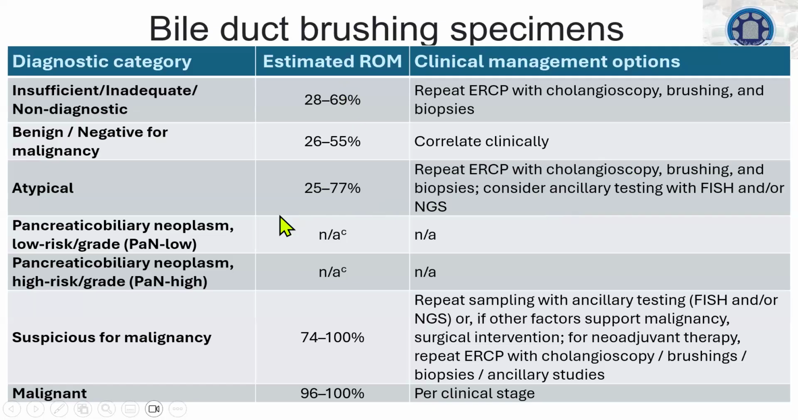Now, all this is calculated from all the case studies we publish. And most of the case studies will be from places which do not have molecular. So that's the reason why the risk of malignancy changes so much.